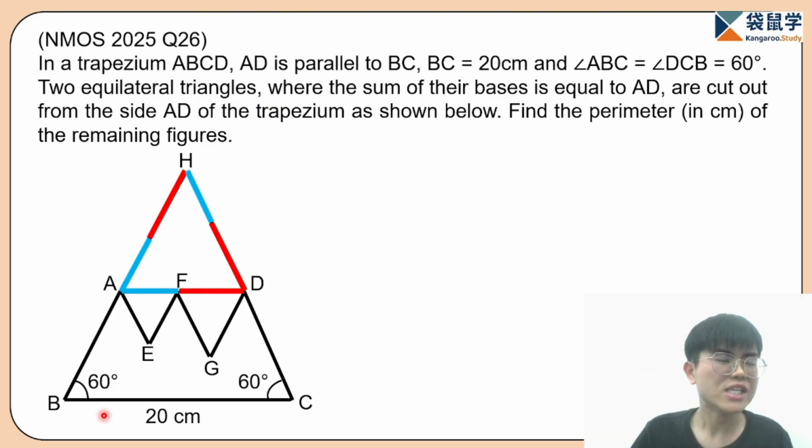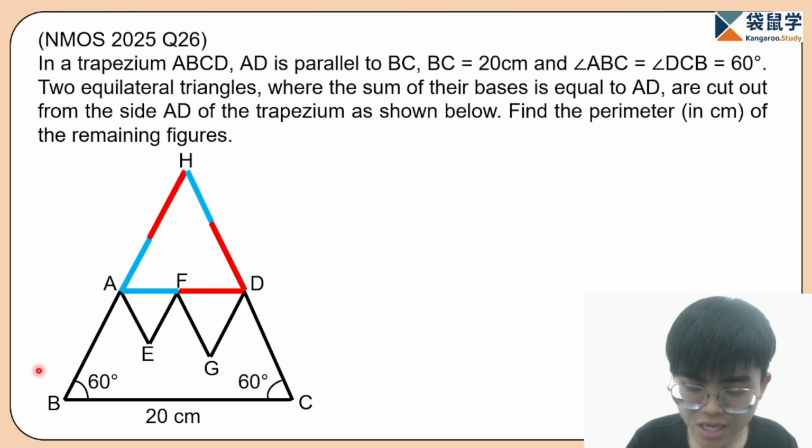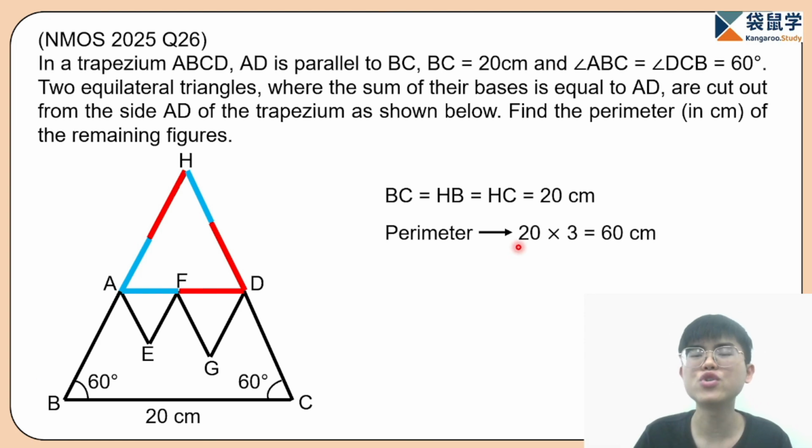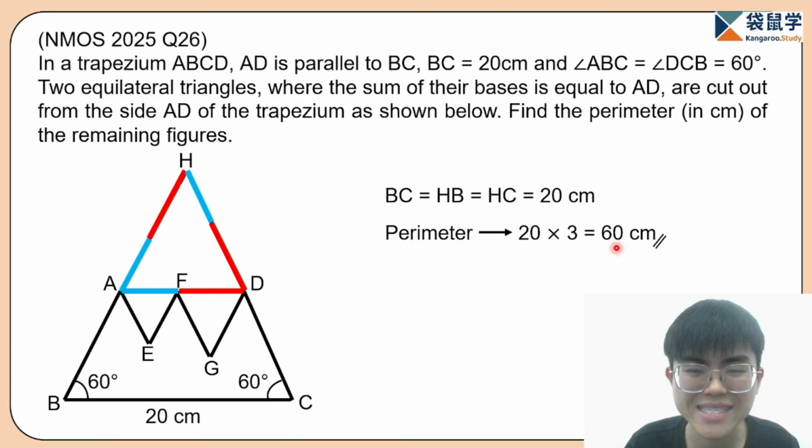So we know that for an equilateral triangle, the side lengths, all of them, will be equal. So BC is equal to 20. So HC is also equal to 20. And also HB will also be equal to 20. So these three lengths are equal. So in this case, to find the perimeter, we just have to use 20 multiplied by 3, which is equal to 60 centimeters. And this is our final answer, right?